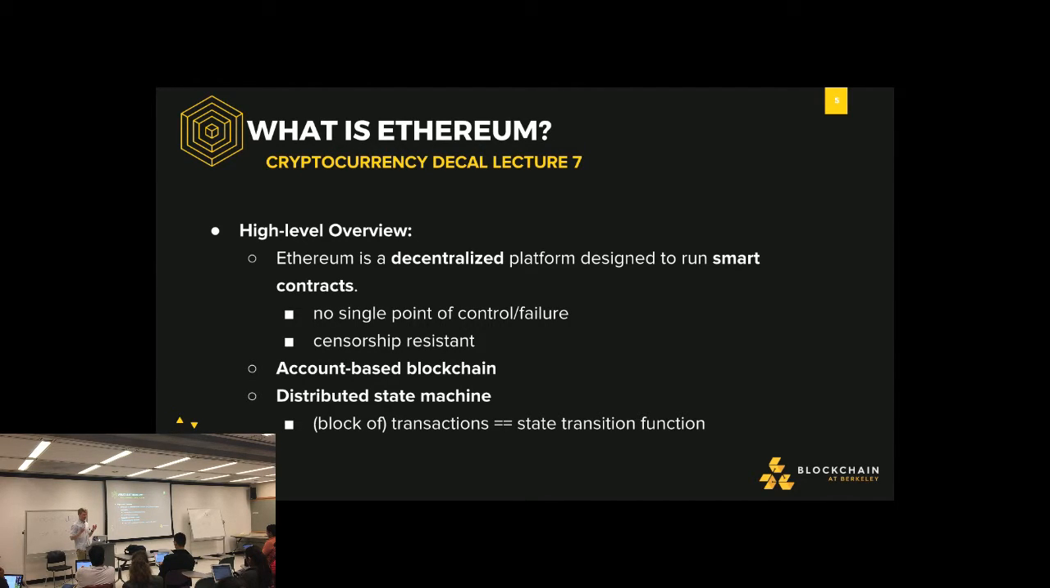Additionally, Ethereum is a so-called account-based blockchain. This is different from Bitcoin, which is a UTXO-based blockchain. We'll go into more about what that actually means in a second. You can also think of Ethereum as a distributed state machine. You can actually think of Bitcoin as a distributed state machine as well, where a block of transactions is essentially the state transition function. So going from a previous state to a new state involves generating a new block, which tells you how to get to that new state.